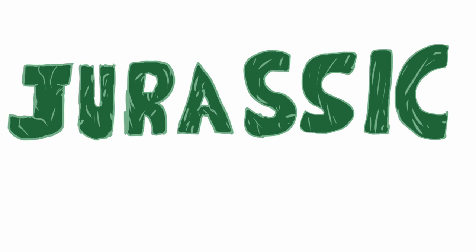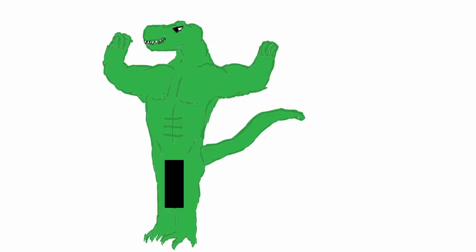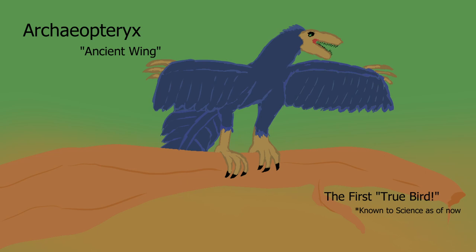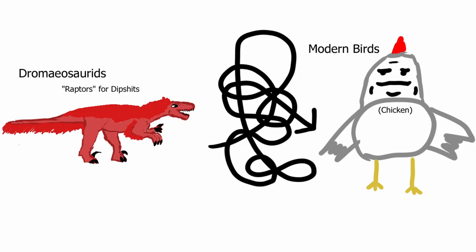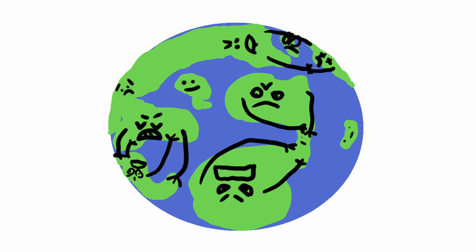The Jurassic period, from 201 to 145 million years ago, was the period where dinosaurs truly took control and became the dominant animals in the world. This period saw the emergence of birds, which evolved from a branch of dinosaurs. It was also the period where Pangaea began to break apart to form the continents we know today.